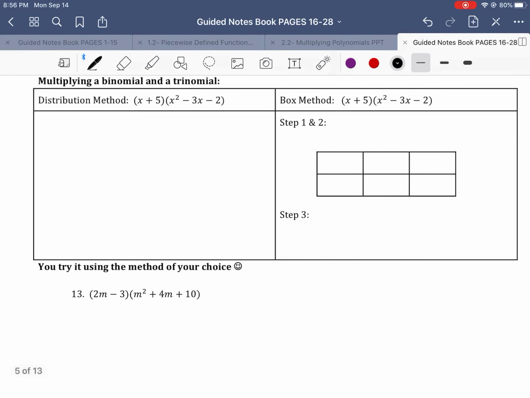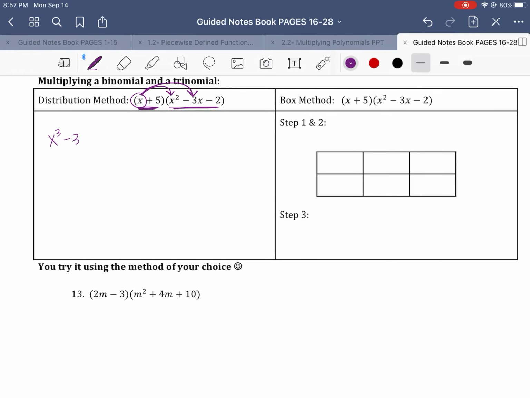Alright, lastly, again, the polynomials are just getting bigger. Either method works for these, and I just want to show you that both methods work. You're welcome to choose whatever method you like. Again, we have a binomial multiplied by a trinomial. So we're going to take the first term here, and x needs to multiply by each piece of the next polynomial. X times x squared gives us x cubed.